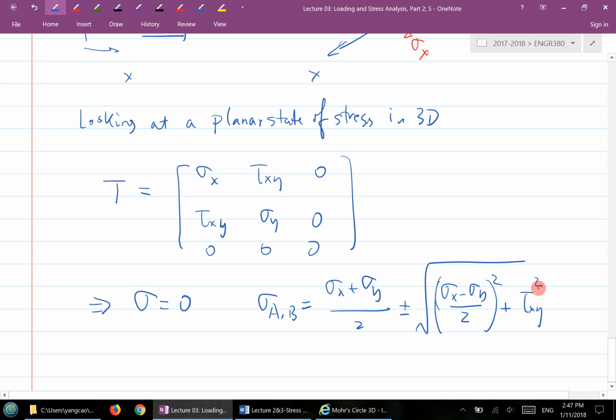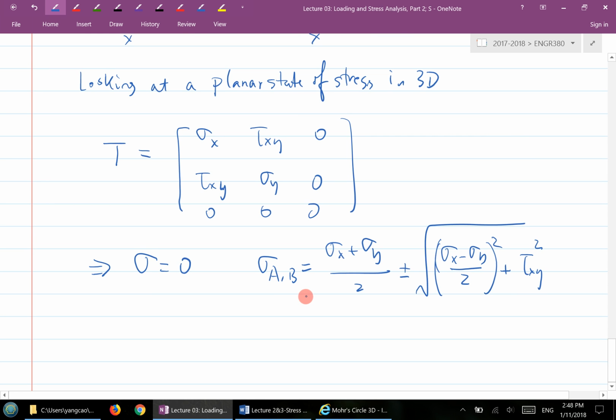So that would be the solution, or basically the eigenvalues for this 3 by 3 matrix. Once you get this answer, you can reorder the 3 values into sigma 1 greater than sigma 2 greater than sigma 3, to figure out which one is sigma 1, which one is sigma 2, and which one is sigma 3. Does that make sense?